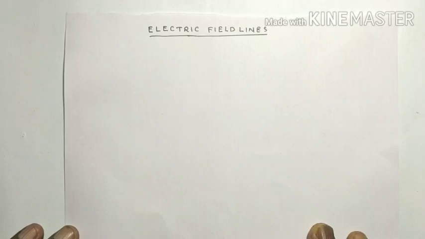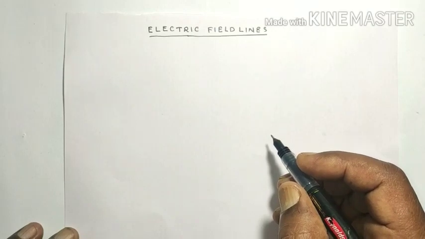Hello guys, today we will discuss electric field lines and their properties. The concept of electric field lines was first introduced by Michael Faraday. It is an aid or way of visualizing electric fields around a charged configuration. Faraday called them lines of force, but this term is somewhat misleading, especially in the case of magnetic fields. The more appropriate term is field lines.